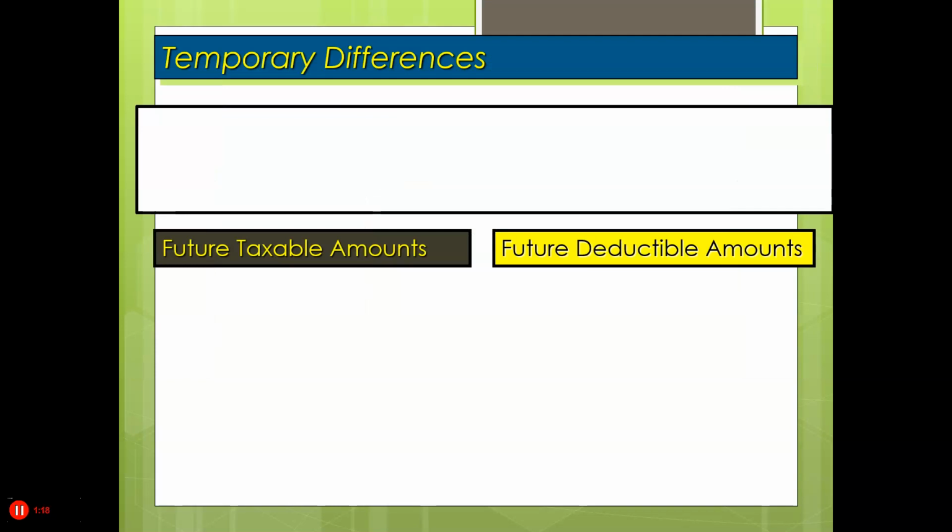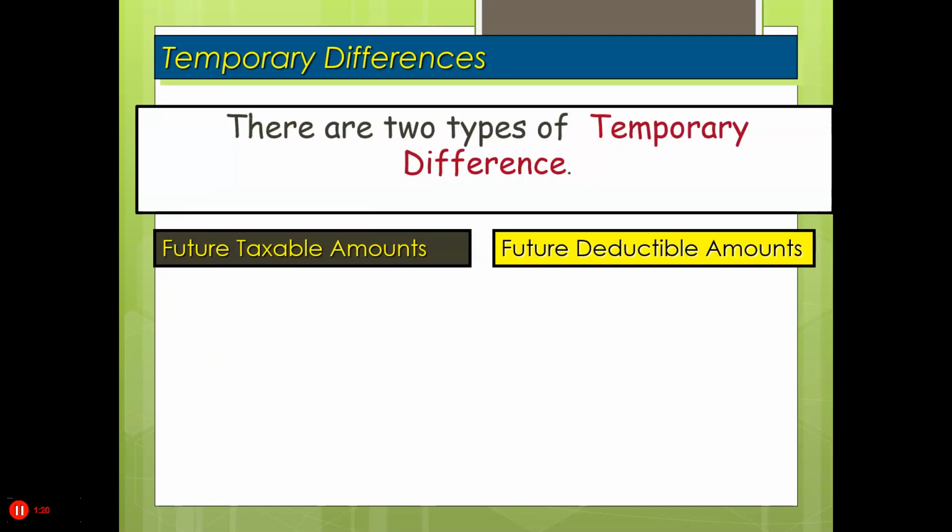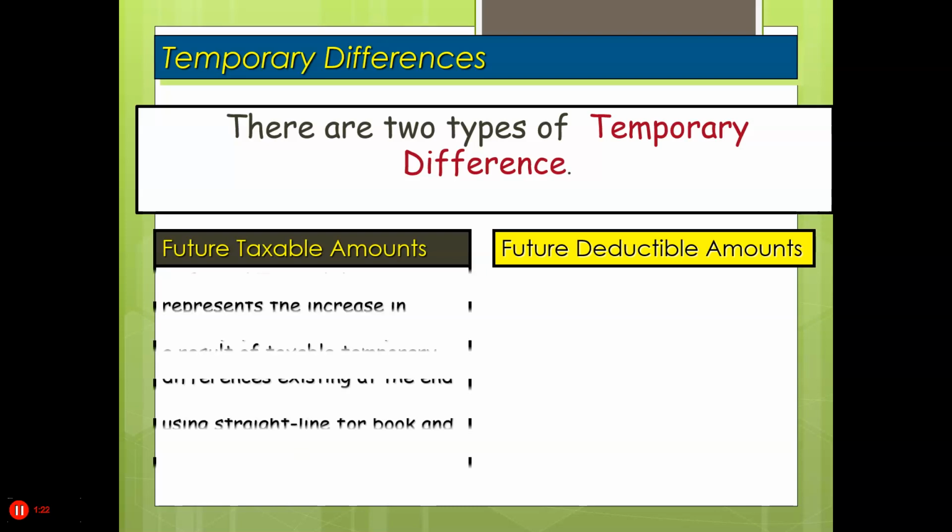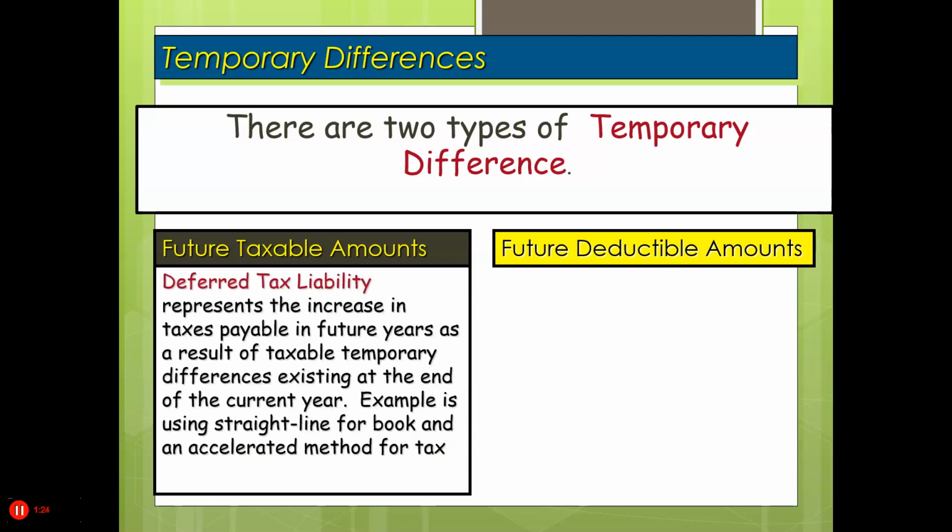Now, temporary differences. We have two types. One is called a deferred tax liability, which means we take the benefit now for tax purposes, but in the future that benefit will reverse. An example would be if for book purposes we use straight line, but for tax purposes we use an accelerated method.